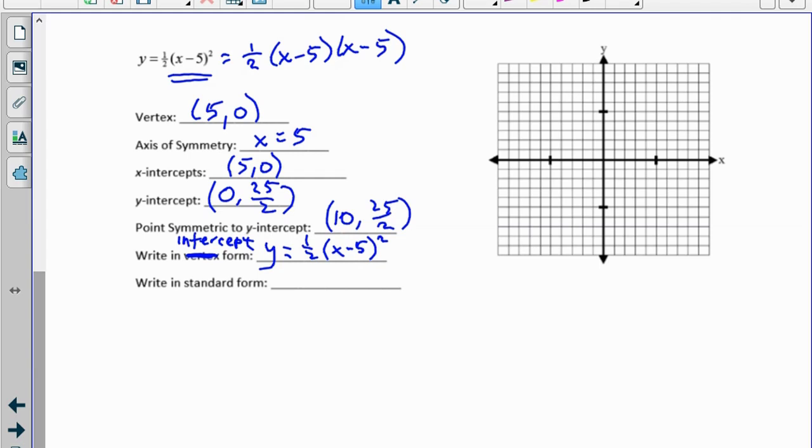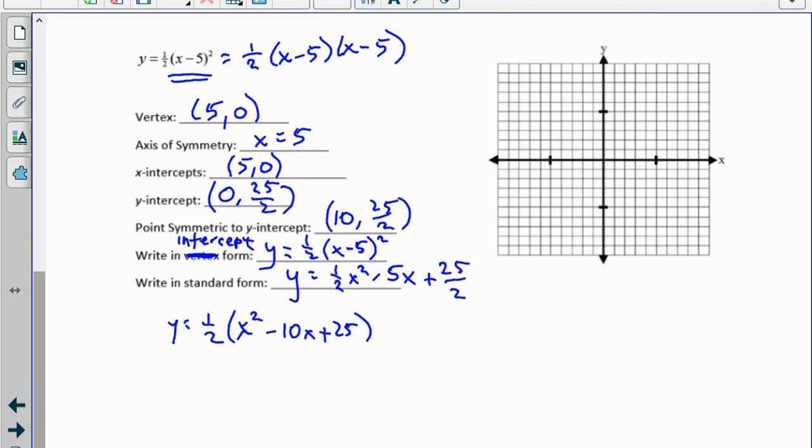If we wanted to write this in standard form, we would distribute. So we would have y equals 1/2 times (x squared minus 10x plus 25). That x looks really weird, looks like somebody running across a finish line. And then I could distribute that. So I get y equals 1/2 x squared minus 5x plus 25 over 2, which is the same thing as 12.5. So if I wanted to graph this, I would realize that the vertex is at (5, 0).